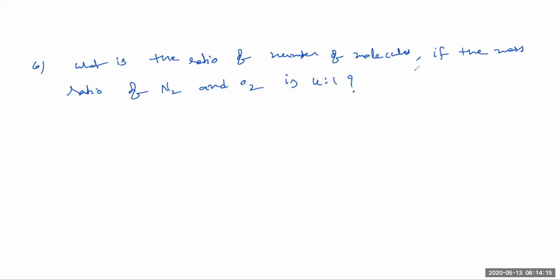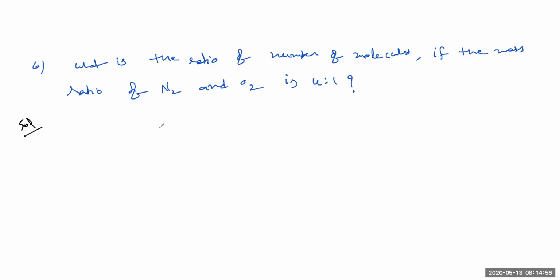7 is to 32 is not the correct answer. Yeah, 32 is to 7 is the right answer. 32 is to 7 is the right answer, not 7 is to 8. Yes, 32 is to 7 is the right answer. How it calculates. Yeah, what is the ratio of the number of molecules?